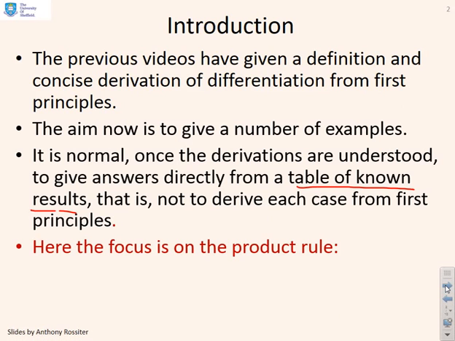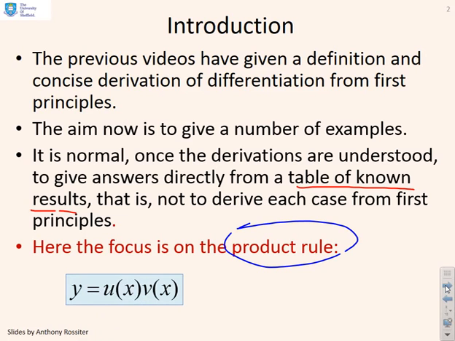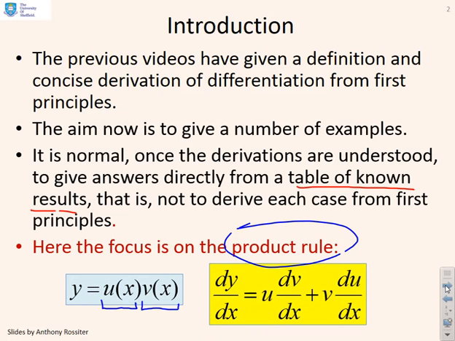Here we're going to show how a table is used in combination with the product rule in order to differentiate functions which are products of other functions. The product rule says that if you have y defined as u of x times v of x, so the product of two functions, then dy dx is u times dv dx plus v times du dx. All we're going to do in this video is illustrate the use of this formula.